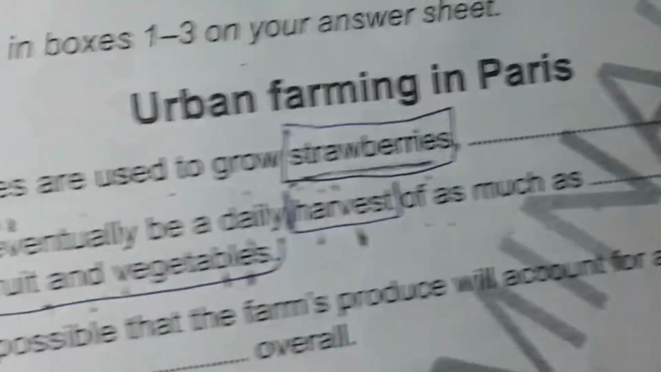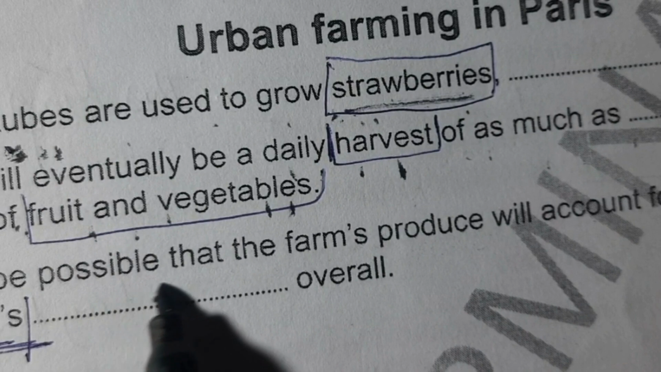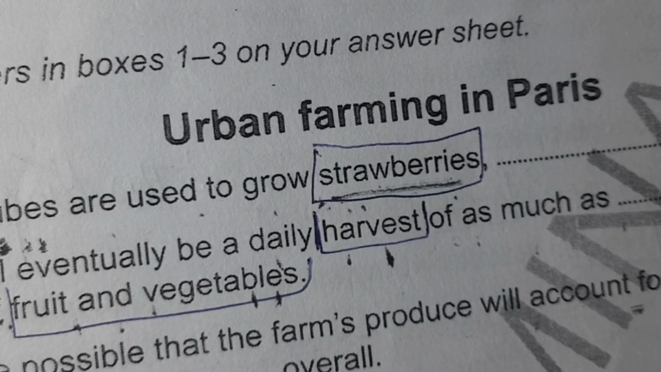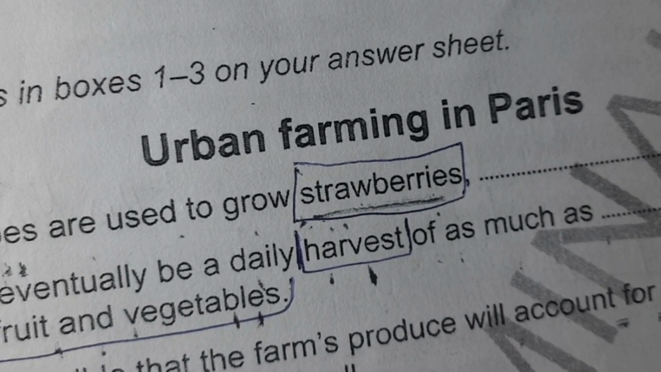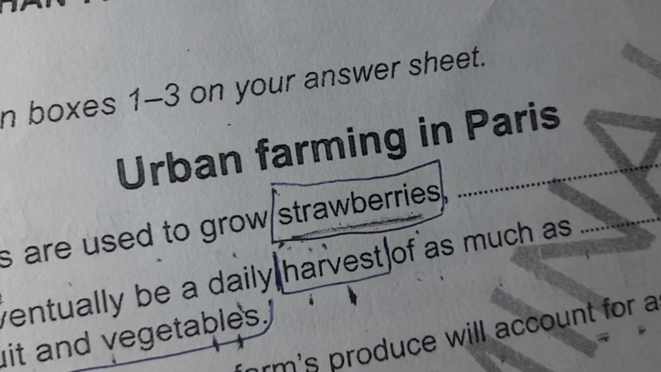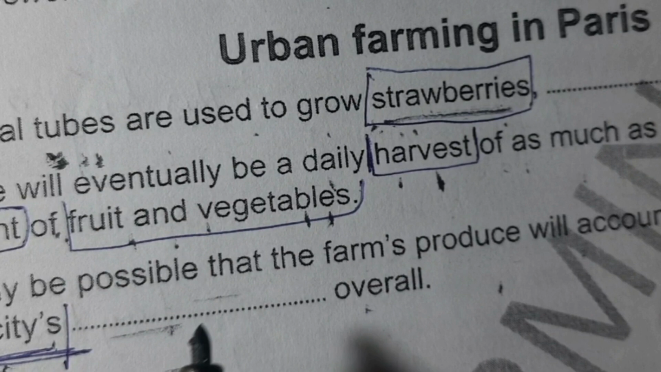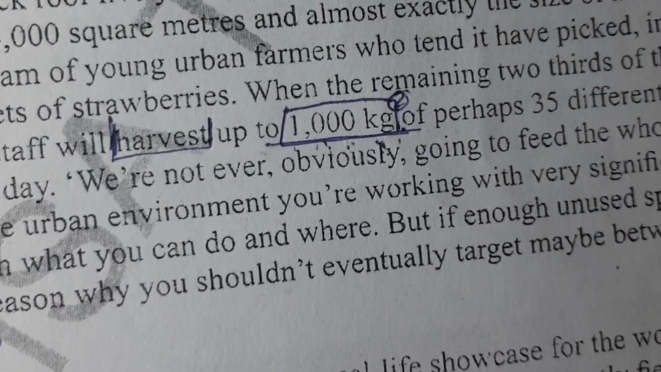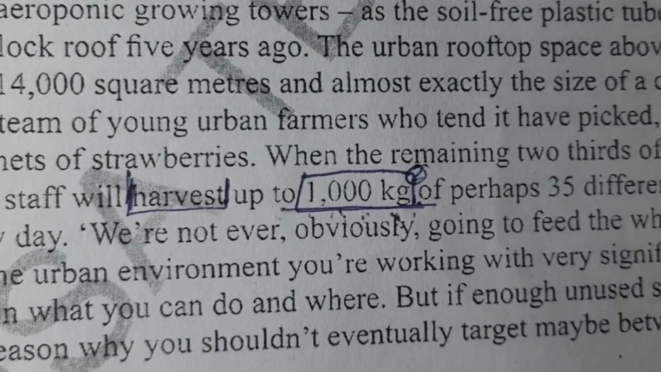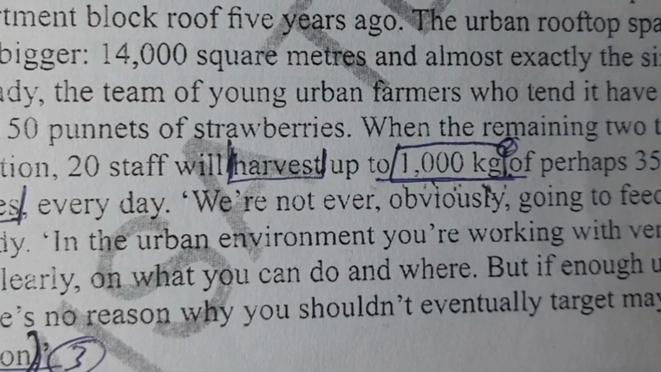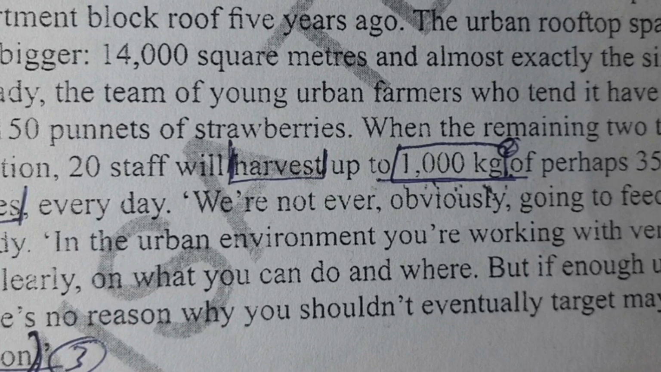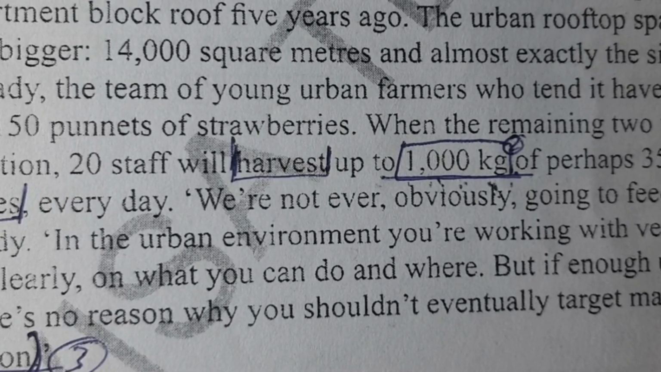Let's talk about the third blank. It may be possible that the farm produce will amount for as much as 10% of the city's dash overall. This is the keyword, as much as 10% of the city's dash overall. Let's find the third blank. In the second paragraph, at the end, we got 10% of consumption. This is the keyword 10%. We got the answer, consumption, for the third blank.